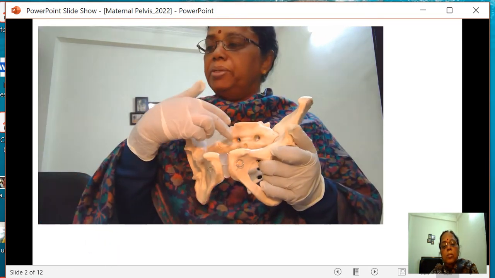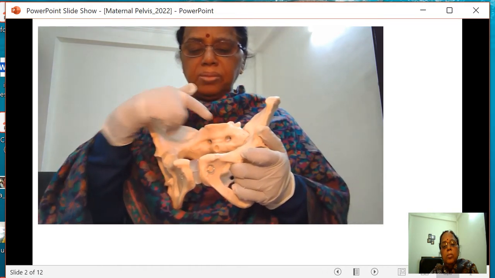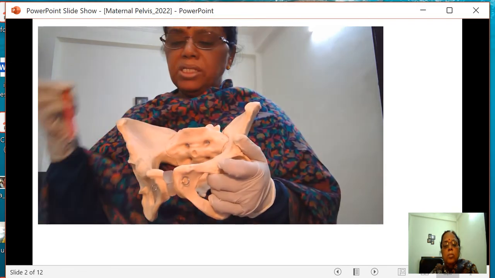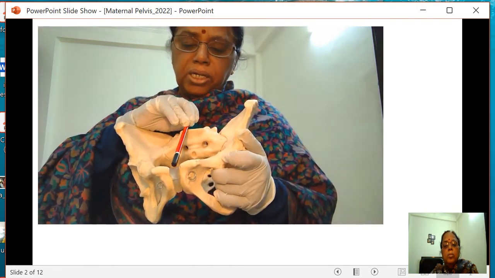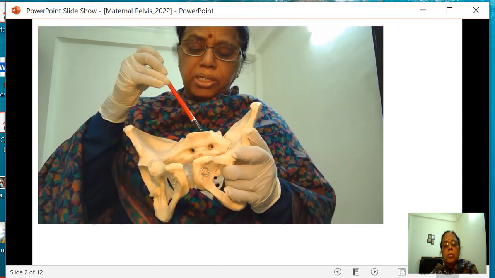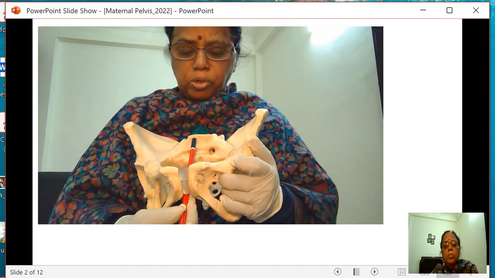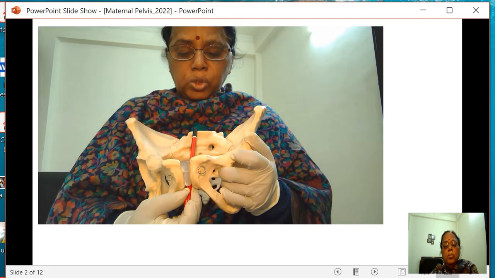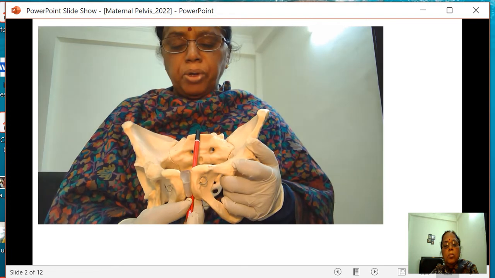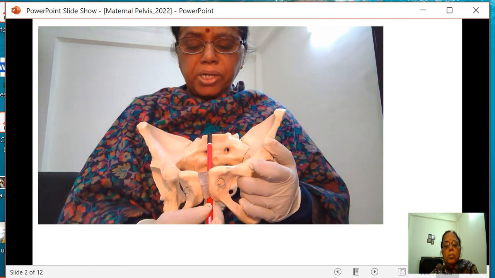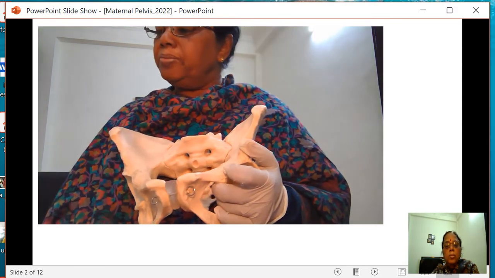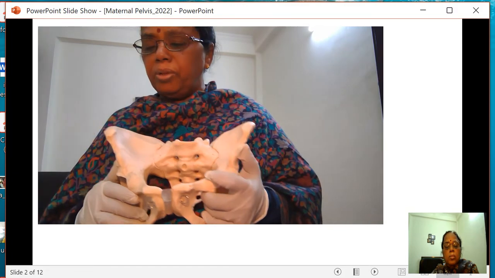Now, what are the various diameters of the inlet of the pelvis? The anteroposterior diameter, the anatomical conjugate, as we have already spoken, is 11 centimeters. The obstetric conjugate, from the nearest point, is 10 centimeters, and the diagonal conjugate, from the lower border of the pubic symphysis, is 12 centimeters. So when you subtract 1.5 to 2 centimeters from 12, you get 10.5 or 10 centimeters. So if you subtract 1.5 to 2 centimeters from the diagonal conjugate, you will get the obstetric conjugate. That was about the inlet of the pelvis.